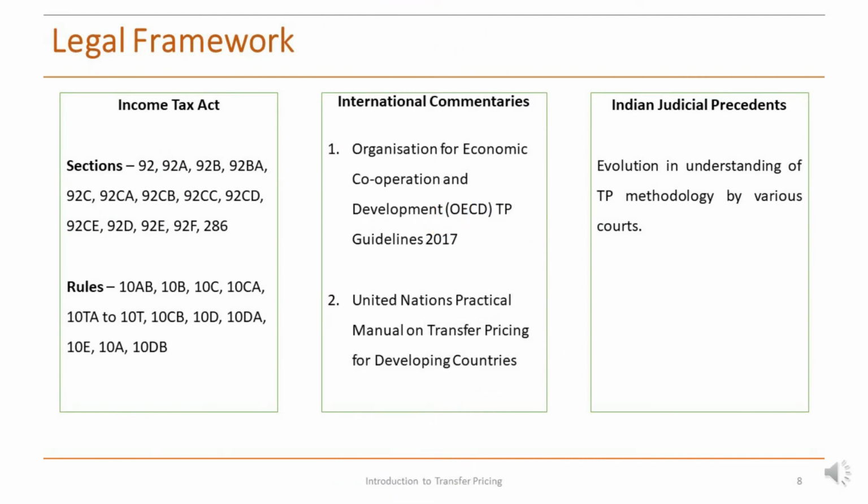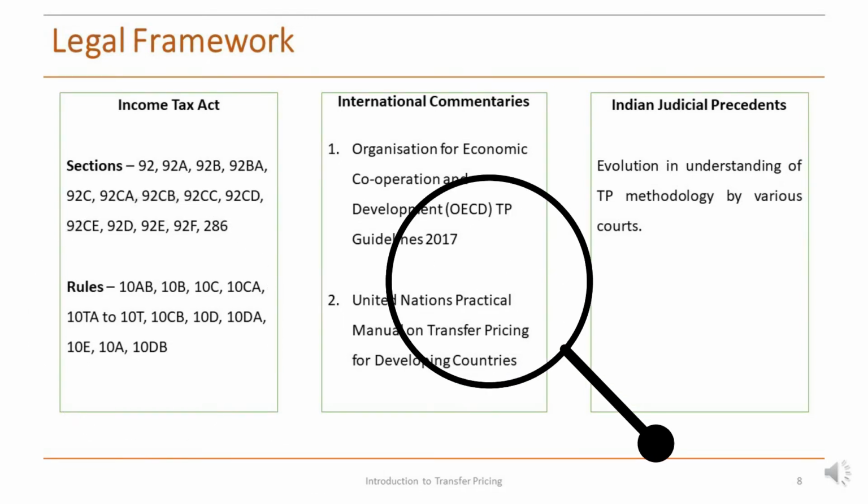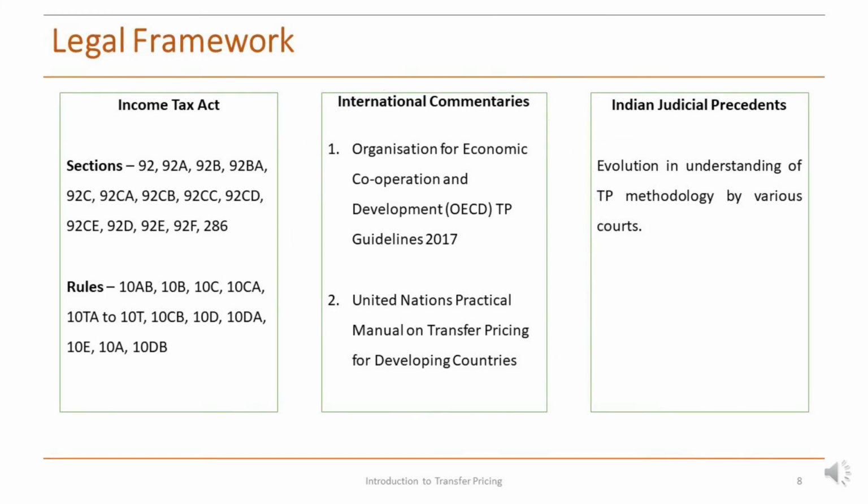So we have a set of sections codified under the Income Tax Act. Sections 92 to 92F have certain relevant provisions for TP, and Section 286 talks about country by country reporting, which we will discuss in detail in coming modules. Then there are corresponding rules to these sections enacted in the Income Tax Rules 1962. By convention, we resort to the guidelines provided by the OECD and the UN for detailed guidance on application of TP principles and methodology to the extent the Act and the rules are not self-explanatory.